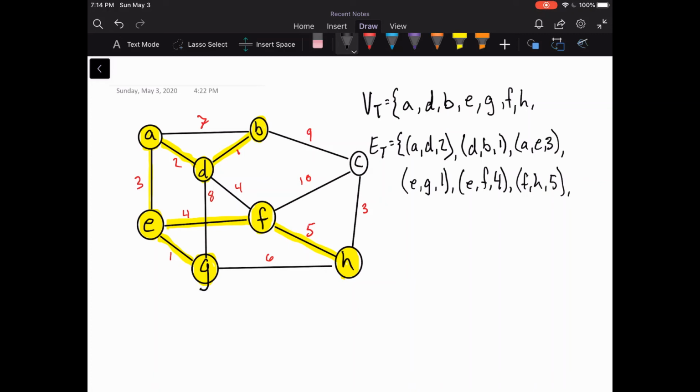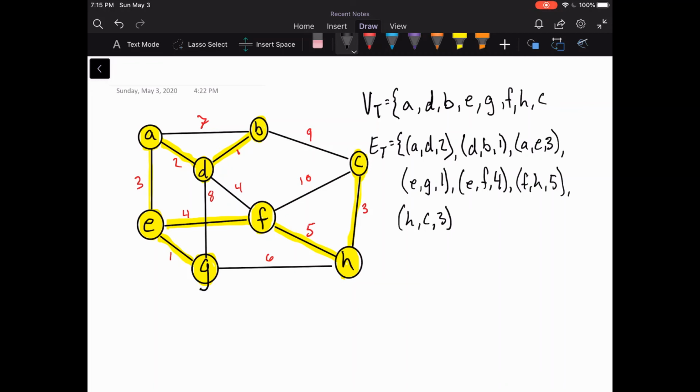So now we only have one vertex remaining. This vertex is C, and it has 3 edges that lead up to it. So we have B to C with a weight of 9, F to C with a weight of 10, and H to C with a weight of 3. H to C with a weight of 3 is our lowest edge, so we will go ahead and add that after highlighting that. So we have that edge, that vertex, and we add both of those to our solution set. So H, C, 3.